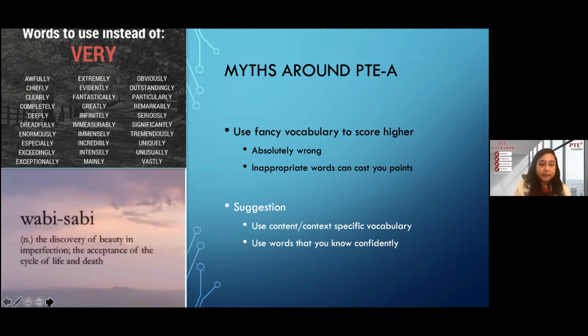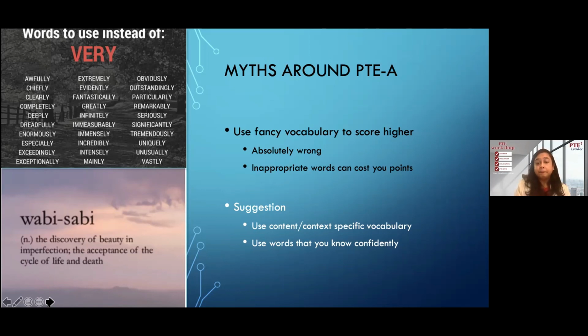But the other word here, for example, wabi-sabi. What is the meaning of it? Because this is very fancy vocab. It means the discovery of beauty in imperfection, the acceptance of the cycle of life and death. This is a kind of hi-fi word, very fancy, and we don't use these kinds of words in our everyday life. Now, if you just put this word in an essay topic where they're asking you to write on the education system, just because this word is fancy, you're not going to get a high score. The computer will think you don't know where to use what type of word, and they will give you less marks.